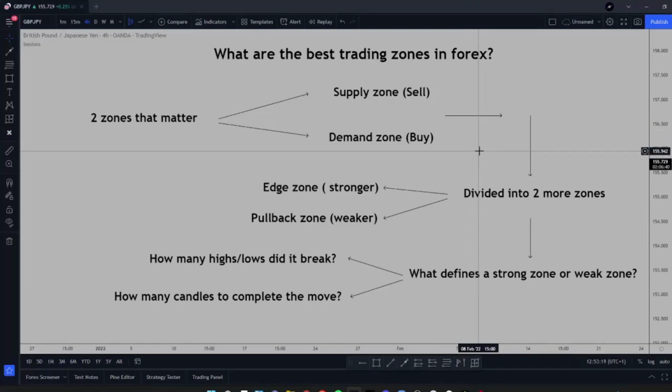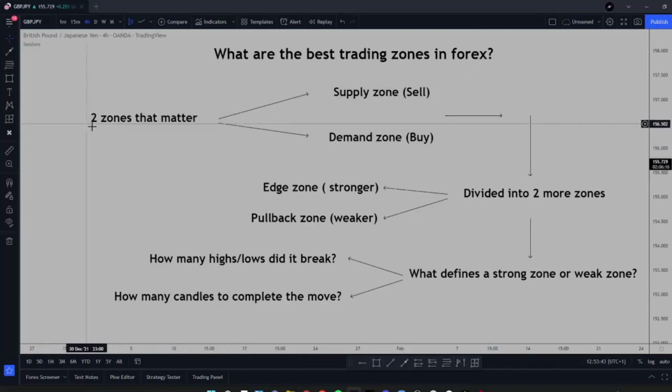In today's video we're going to be talking about what are the best trading zones in Forex. If you know us already and have been following us for quite a while, you know that we trade supply and demand. For those of you who are new to the channel, it's the first time watching us, welcome. We're going to be talking about zones.